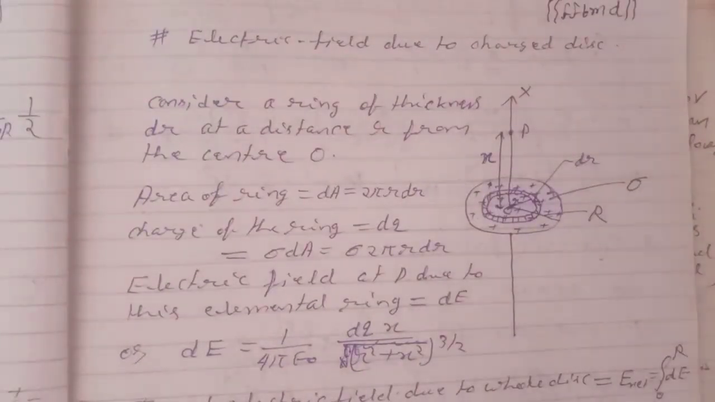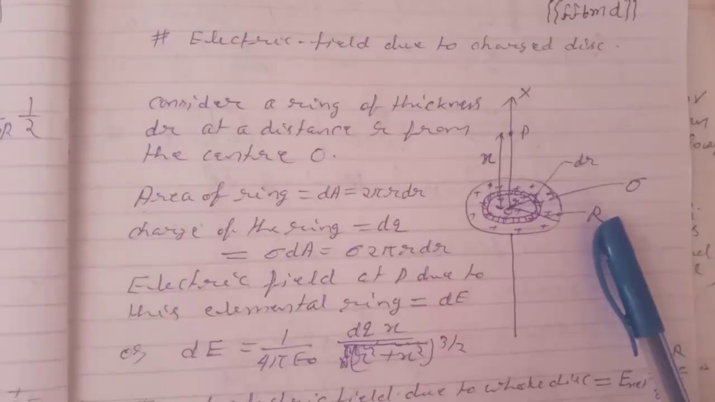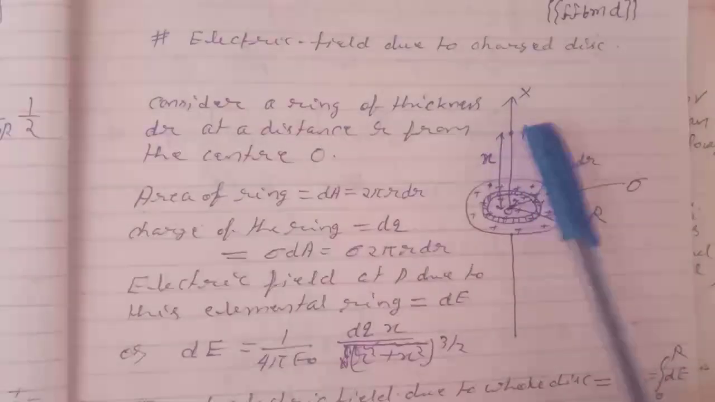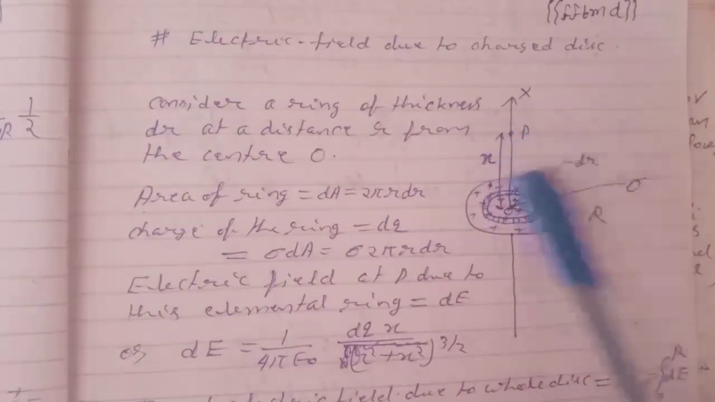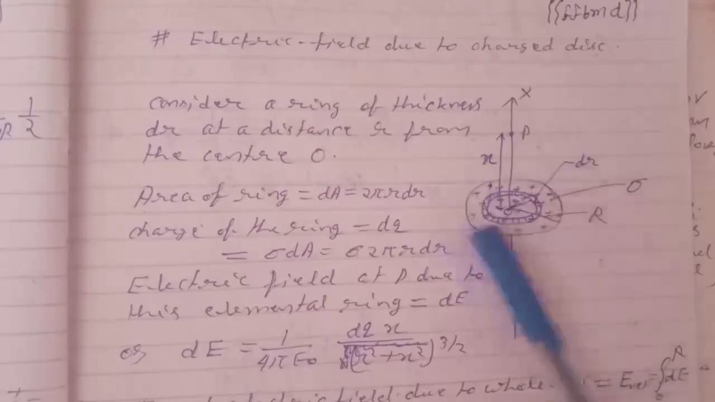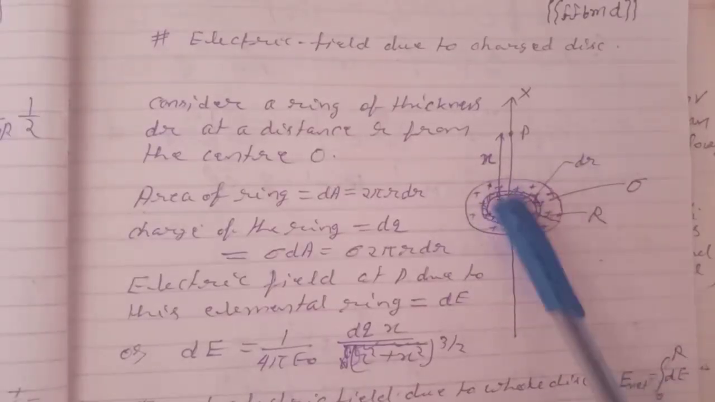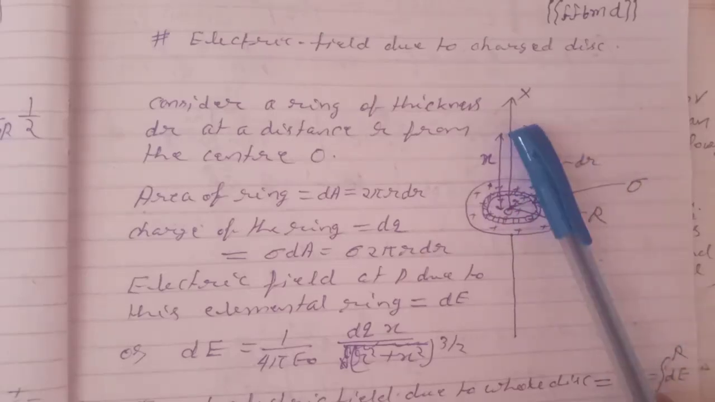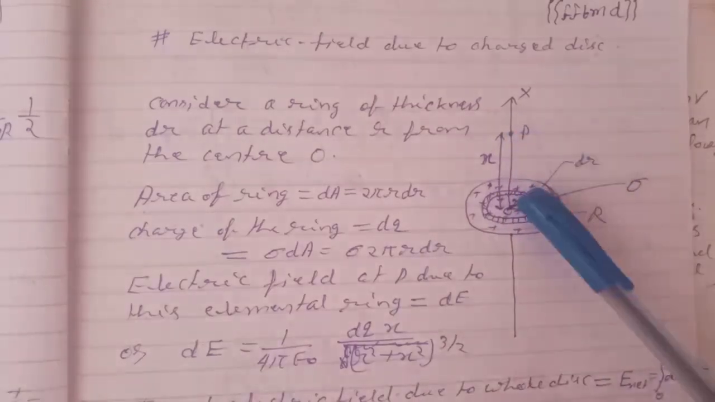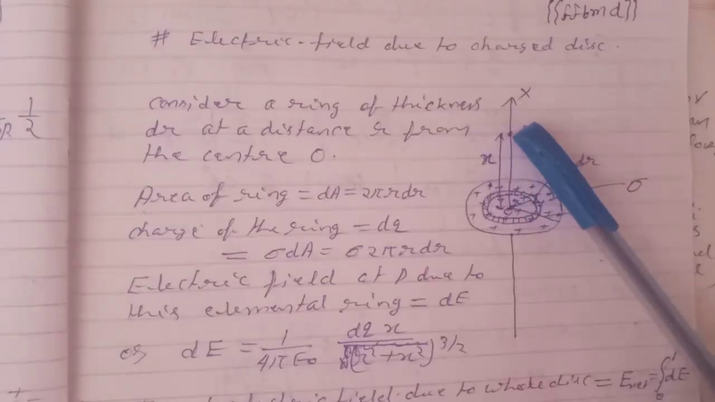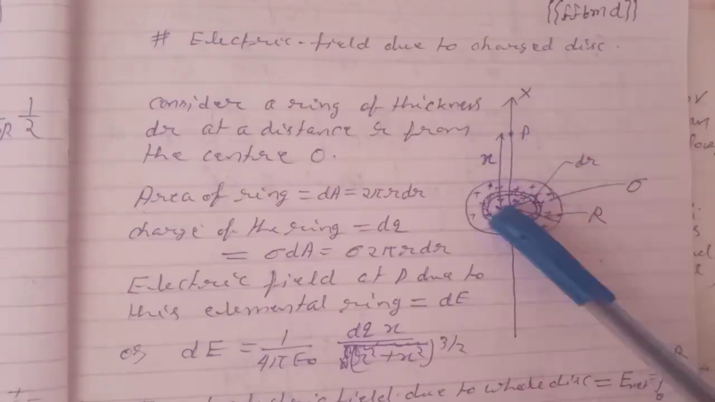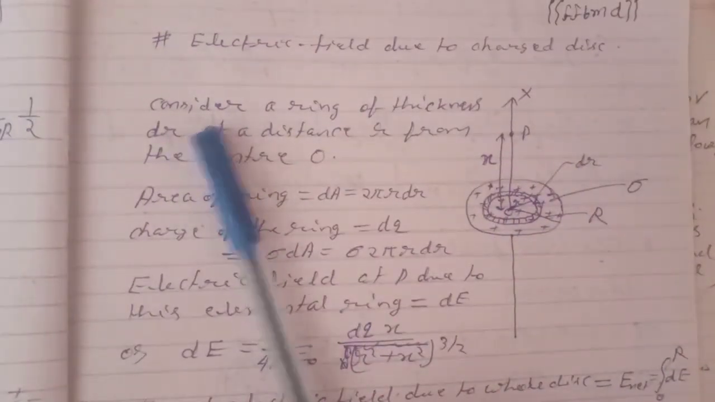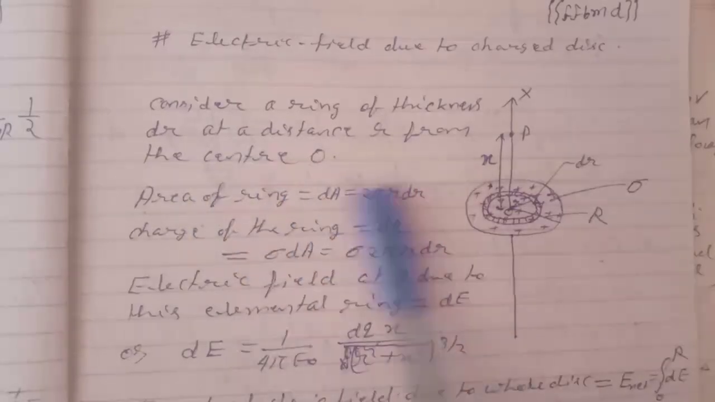The radius of the disk is R, and the surface charge density sigma is given. So we have to calculate at a distance x the net electric field due to this disk. To calculate the electric field, we take a ring and calculate the electric field due to the ring, because we know the formula for the electric field due to a ring, and then we integrate from 0 to R. So here we consider a ring of thickness dr at a distance r from the center O.